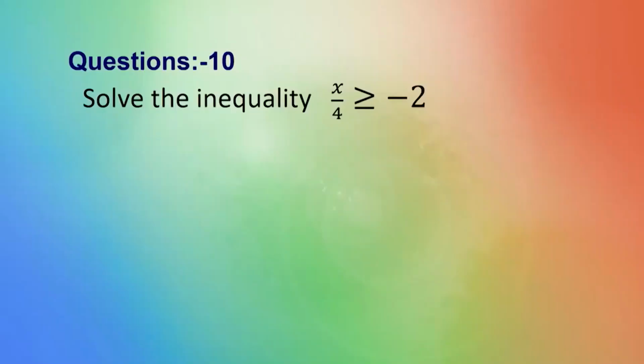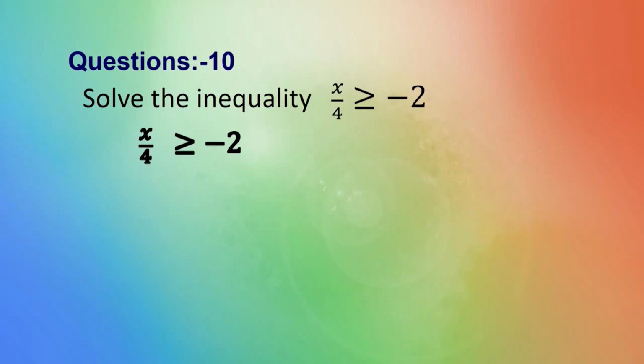Okay children, we can discuss another example, a different example. What is that? Question number 10. Hope you are ready for it. Okay, read the question. Solve the inequality x over 4 is greater than or equal to minus 2. Then first you have to write that. Again, x divided by 4 is greater than or equal to minus 2.